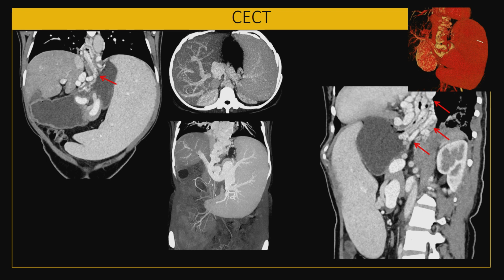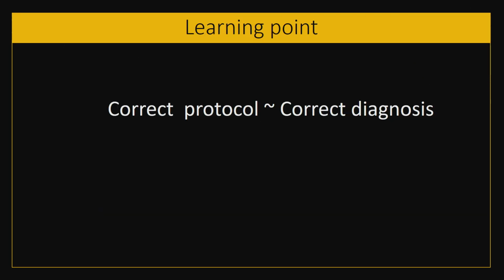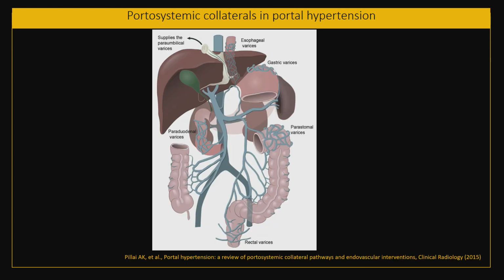The liver is slightly smaller in size, and you can see the left coronary vein is significantly dilated, leading to all these gastroesophageal collaterals. So the final diagnosis was non-cirrhotic portal fibrosis with giant esophageal varices mimicking an esophageal mass. So what is the learning point from this case? We have to always try to get a correct protocol, because the probability of a correct diagnosis increases with the correct protocol. So now let's look at the portosystemic collaterals that can develop in portal hypertension.